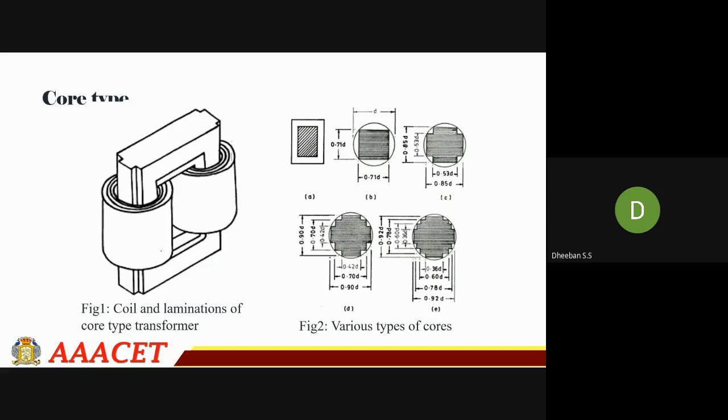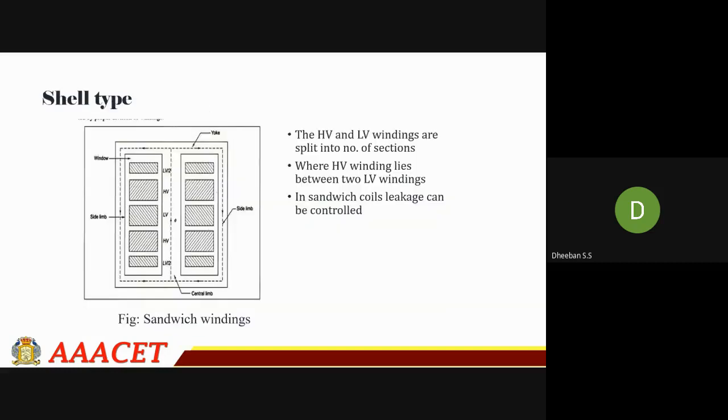Here you can see the HV winding, and inside that there will be the LV winding. So this is a shell type. Here the HV and low voltage windings will be split into a number of sections and they will be sandwiched together like coils.